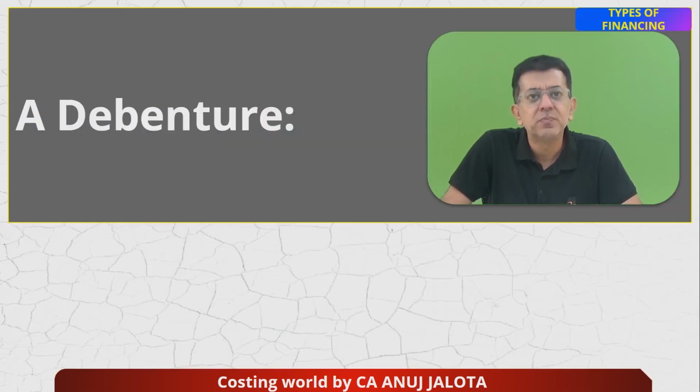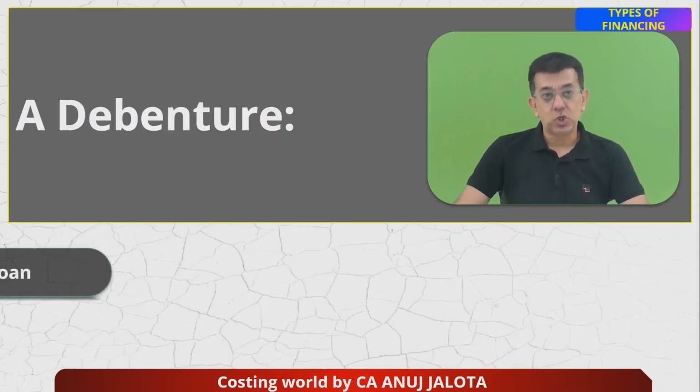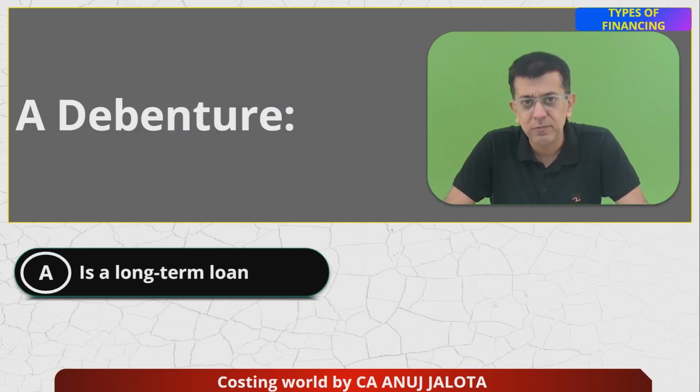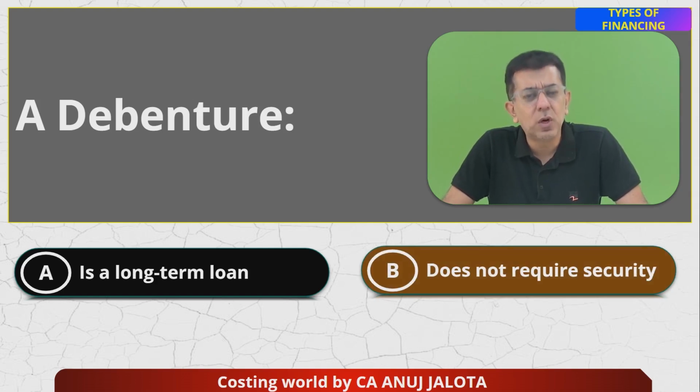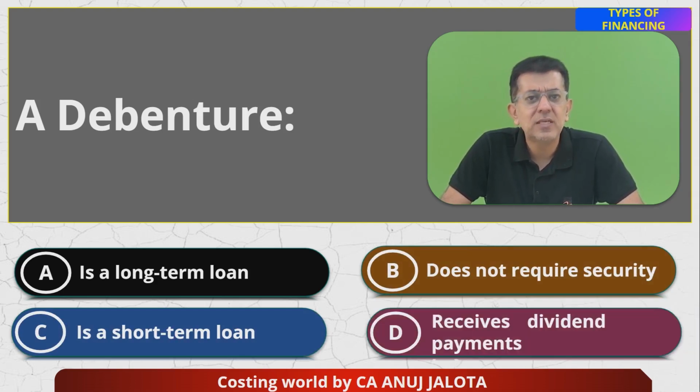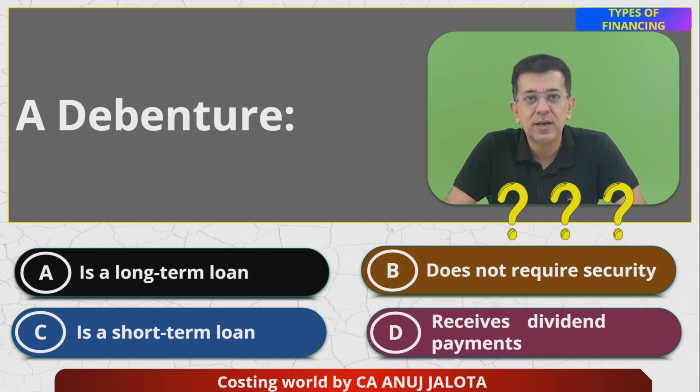Let's start it off. So therefore, a debenture. Question for today: a debenture is a long-term loan. Okay, first option. Second option: does not require security. Third one: is a short-term loan. And lastly: it receives the dividend payments. This is easier. This is how we started off with the entire subject of FM also. Kindly comment the correct answer.